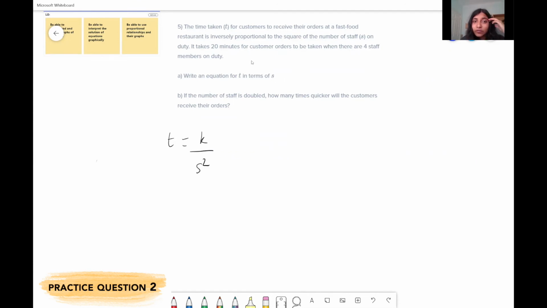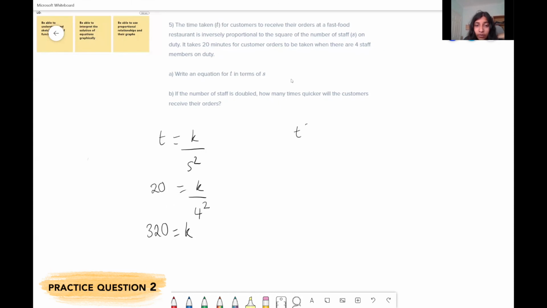And it takes 20 minutes for customer orders to be taken when there are 4 staff members on duty. So we want to write an equation for T in terms of S. So we can just plug these numbers in. So T is equal to 20, and then that's equal to K over S is equal to 4, so 4 squared. Then if we do 20 times 16, we would get 320 is equal to K. So then it's saying if the number of staff is doubled, how many times quicker will the customers receive their orders? So we want to find out the time when S is double, so when S is equal to 8.